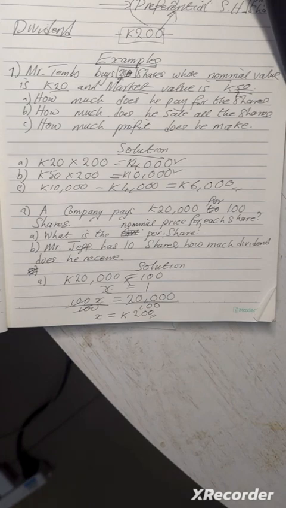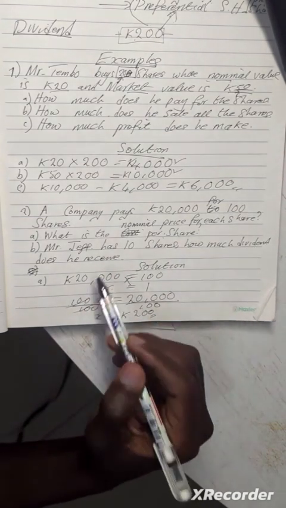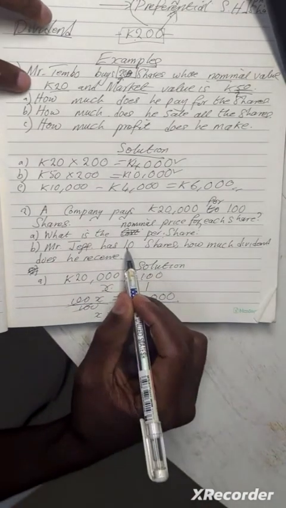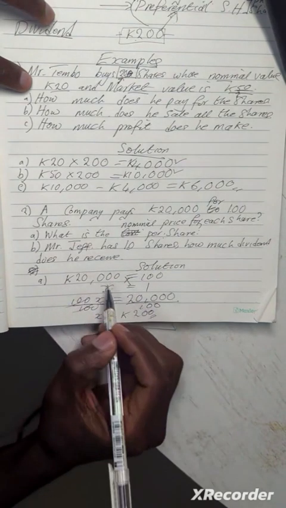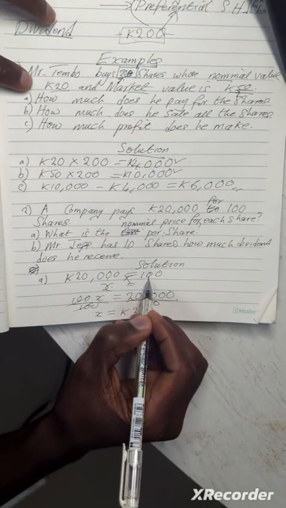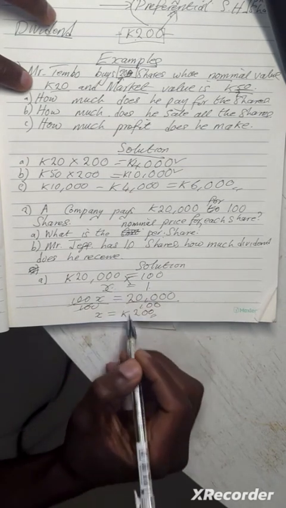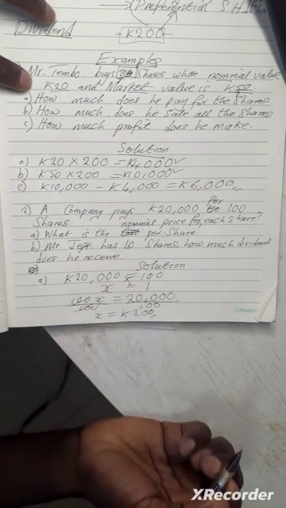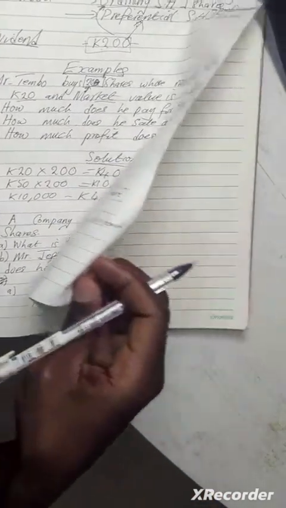Okay. Mr. Jeff has 10 shares. How much dividend does he receive? So he has 10 shares. Okay. So there are two ways you can do this. You can use proportionality. You can say 20,000 shares, it's 100. Right? What about 10 shares? It's going to be how much? Or since one share is 200, you can multiply this 200 by 10. Okay. So it's simple proportionality.